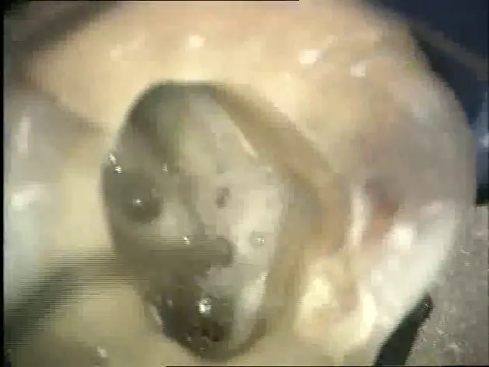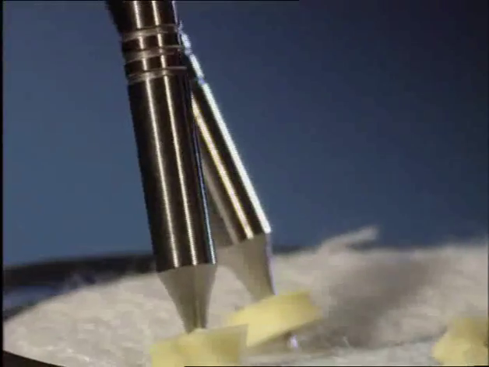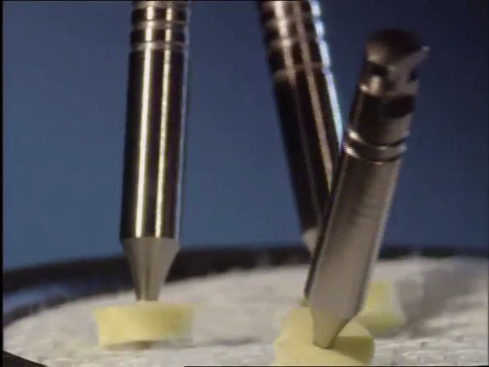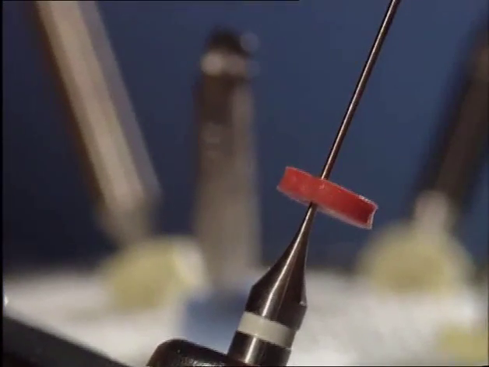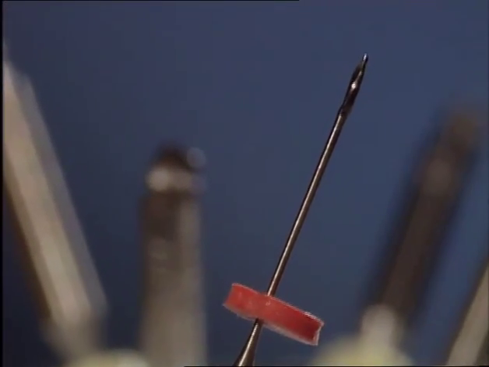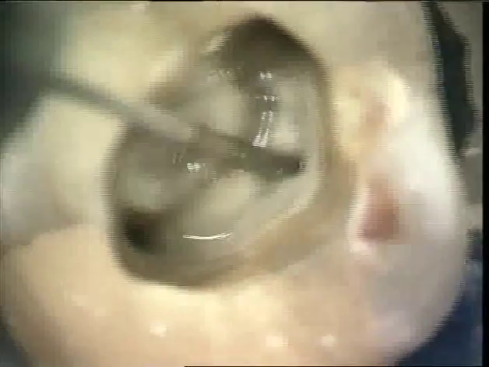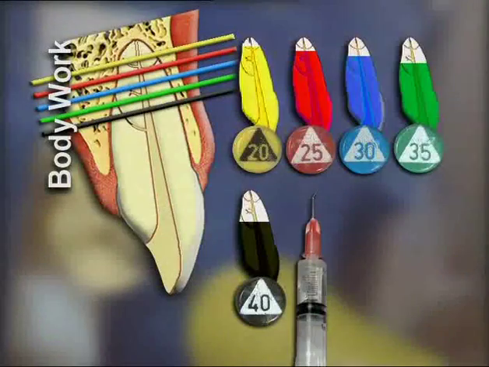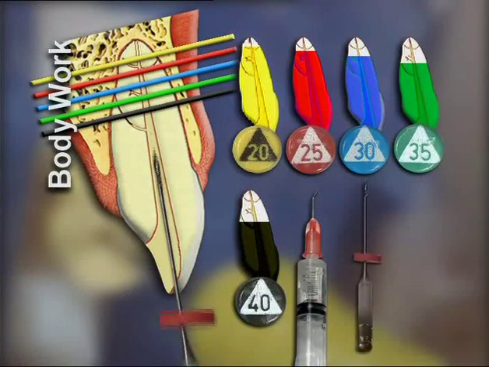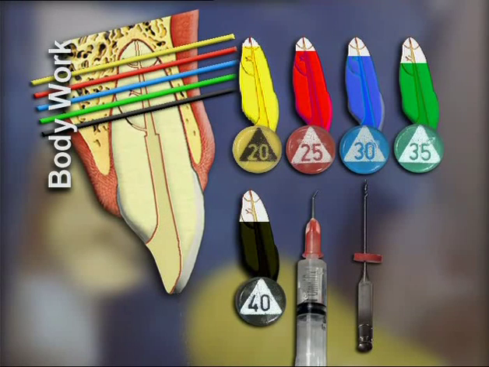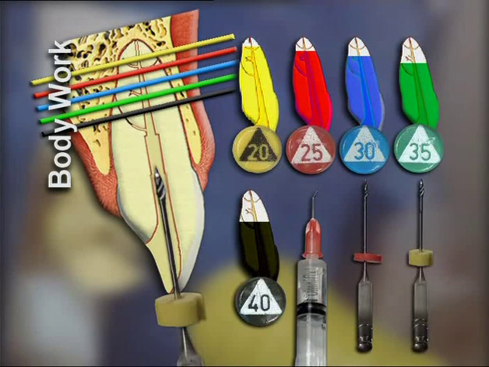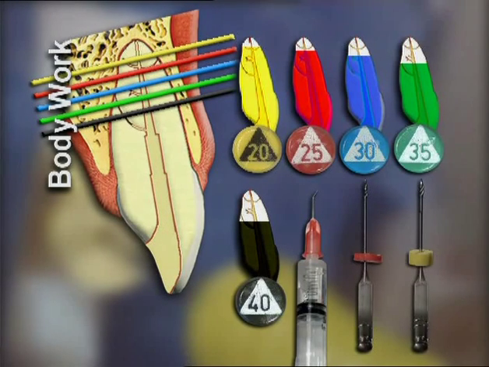This is repeated with the next size reamer, each time adjusting the stop on the instrument, up to a size 40 or 50. The canal is irrigated with plenty of sodium hypochlorite. Gates Glidden drills in sizes 1 and 2 marry the access cavity with the canal. This essential step removes restrictive dentin and allows larger reamers to fall freely and deeper into the evolving shape.